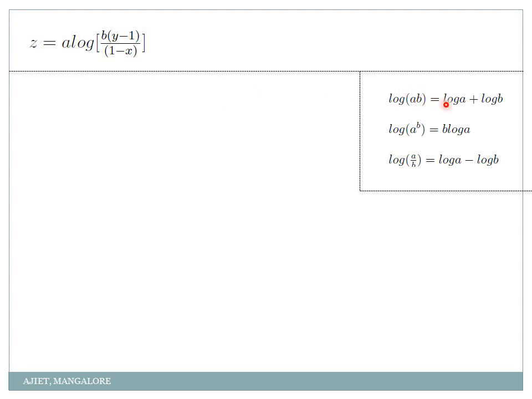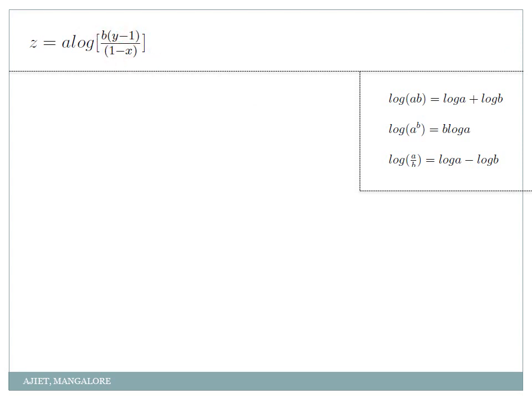Log of a into b is nothing but log a plus log b. Am I right? Log of a to the power b is nothing but b into log a. And log of a divided by b is nothing but log a minus log b. So first, which property can I apply over here? I can apply the third property of log, that is log of a divided by b. Take the entire numerator term as a and 1 minus x as b.